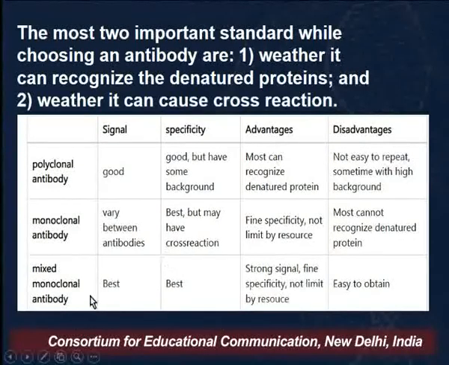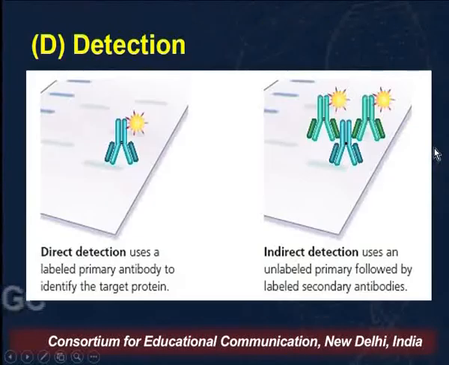Any kind of antibody, polyclonal, monoclonal, or a mixed type of monoclonal antibody can be utilized. Obviously, each has certain advantages but also certain disadvantages, so it depends upon the purpose, what we want to do. But obviously the polyclonal antibody or the mixed monoclonal antibody is the best to be utilized for the identification of your target protein and to avoid as much cross reaction as can occur. So these are the antibodies.